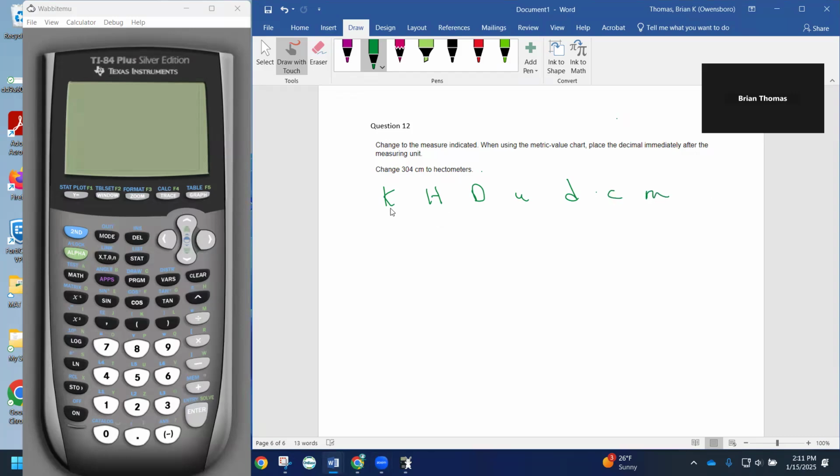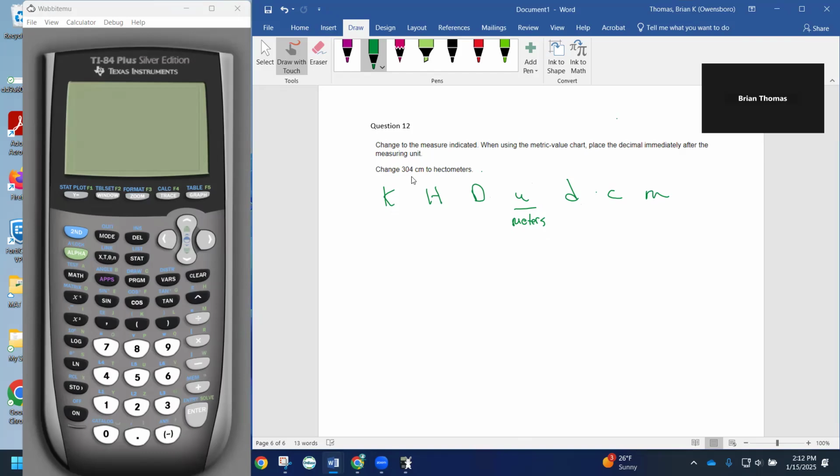I know K stands for kilo, H stands for hecto, D stands for deca, and then this is the units place, so there's no prefix. So in this case, we're talking meters. And then we have deci, centi, and milli. So if we put this all together, this is kilometers, hectometers, decameters, meters, decimeters, centimeters, and a millimeter.